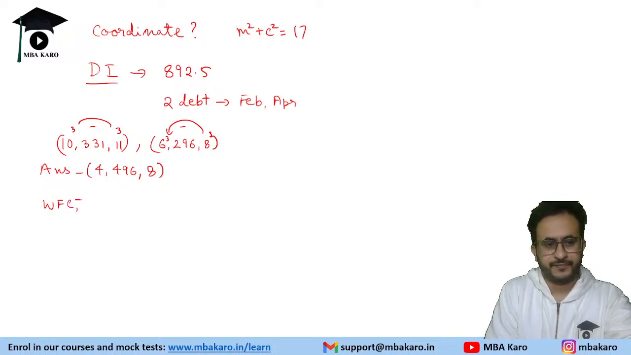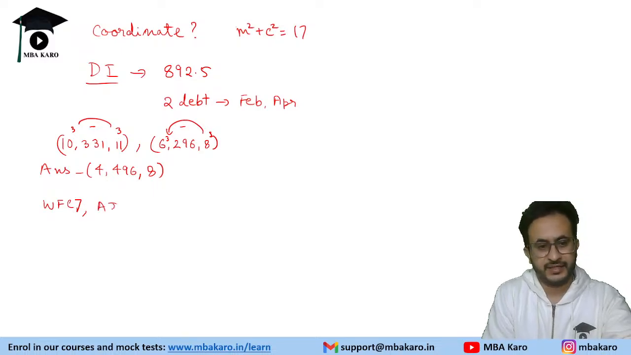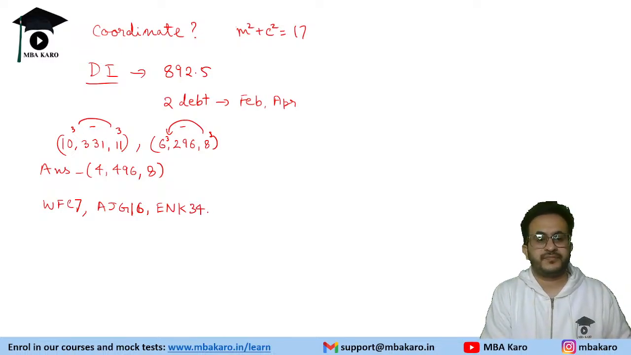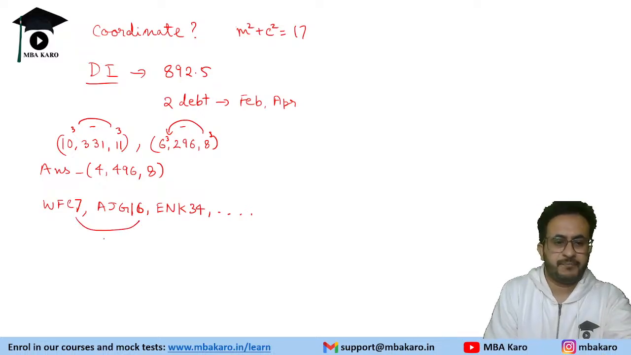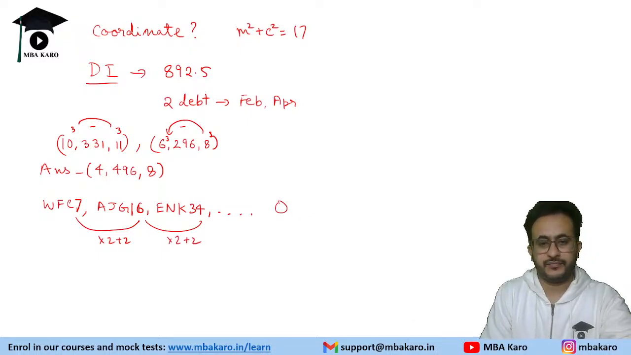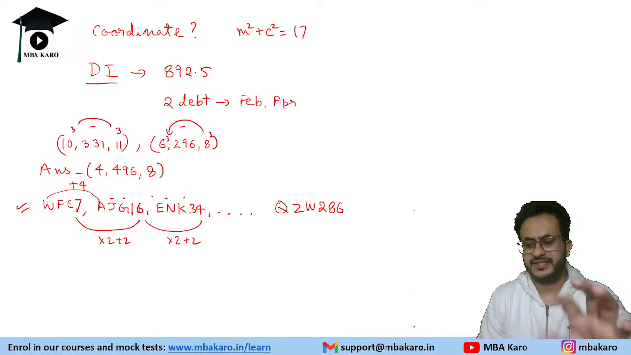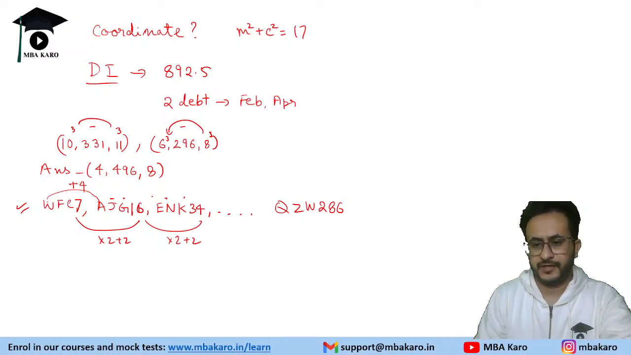Then there was something like a series, which was again a doable one, which said F W F C 7, and then you had A J G, that was 16, a number was written. Then the next term was E N K 34, and so on. What was happening in this is the number is times 2 plus 2. So the missing number, I mean the answer, was Q Z W 286. So times 2 plus 2, or you can say plus 1 times 2 also. That's how the series was generated, and all letters were increasing by 4. So A plus 4 is E, J plus 4 is N, and G plus 4 is K. So this was a doable question, and basic word logic was needed over there.